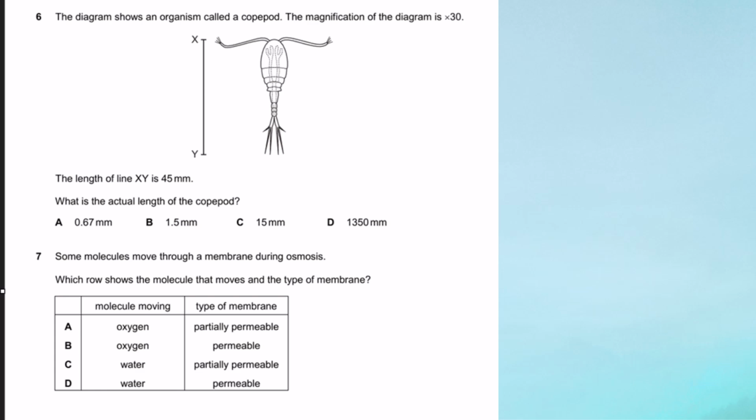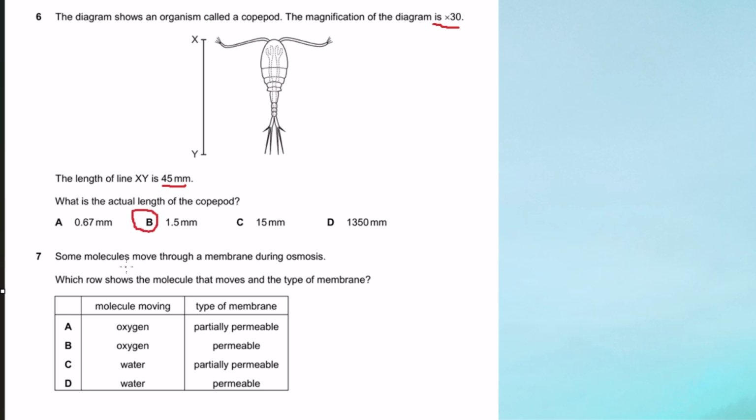Now, as you might have noticed, you're allowed to bring a calculator to this one here. And this is actually one of the places where it might be useful because that can give you here, we have magnification 30 times. We know this length here is 45 millimeters. What is the actual length? And that's B, 1.5.